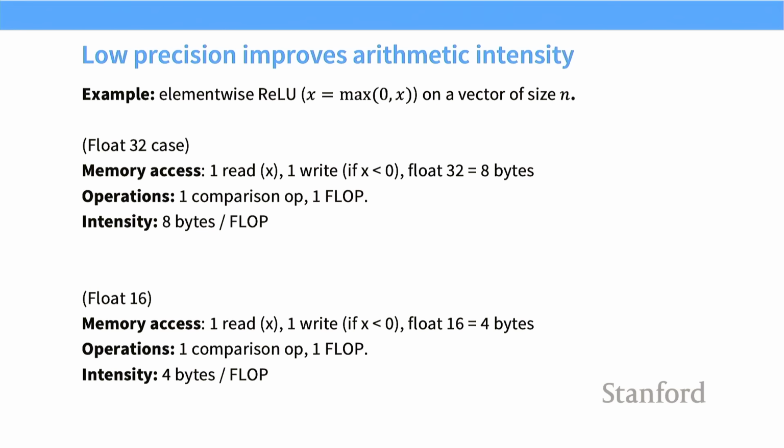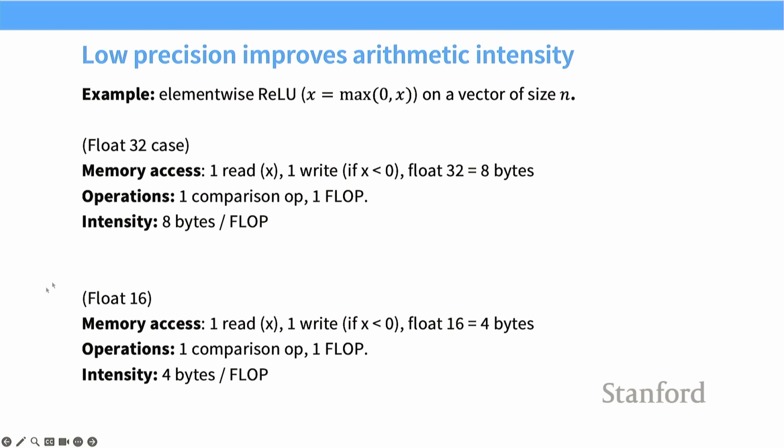So let's give a simple example, and think about the arithmetic intensity of a simple element-wise operation. I'm going to do a ReLU, so that's x equals max(0, x). And I'm going to do that on a vector of size n. Let's say naively I'm going to do this in float 32, right? So how many memory accesses do I have? I have to read my x. I have to write the result of if x less than 0, and that's all in float 32, so that's 8 bytes, right? And how many operations do I do? Well, I have to do x less than 0, so that's one comparison operation, and I do one flop, right? So I do 8 bytes per single floating point operation.